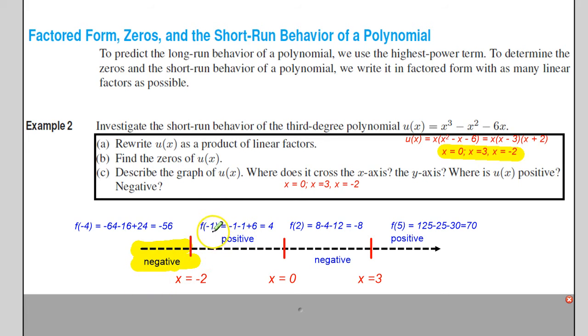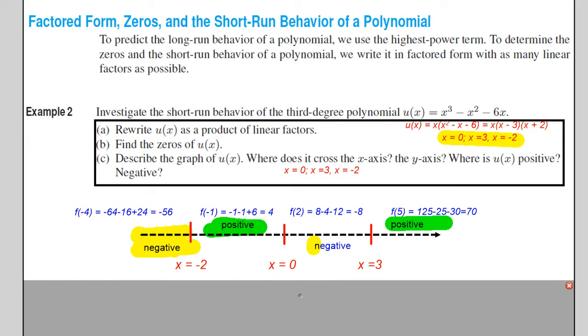For the interval between -2 and 0, I picked an easy number, -1, and I found that the function value was positive. So for every x value in the interval -2 to 0, the function values are going to be positive. I did the same for the next interval. I could have picked an easier one like 1, because that's between 0 and 3, but I wanted to be diverse, so I picked this value. And as you can see, it turned out to be negative. Then for the last interval from 3 to infinity, I picked 5, and it turned out to be positive. Now I have an idea of what the graph is going to look like.